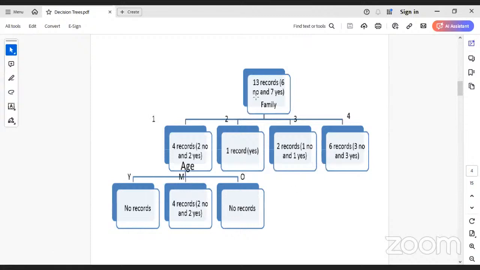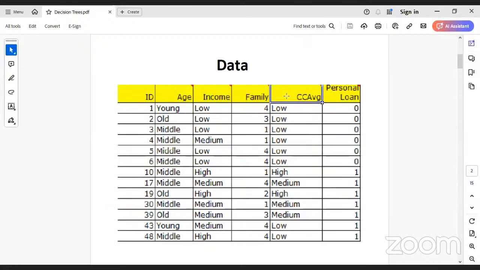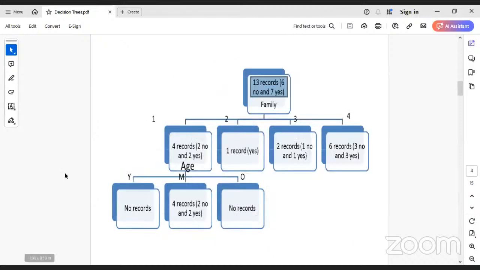Let us imagine that family is chosen as the root node. Family again has 13 records. So when we start with any root node, we have the same number of records, that is 13, out of which 6 are no, 7 are yes. Coming to the family column, we have 1, 2, 3, 4. Okay, we have 4 categories. That is the reason we have jotted down this is the first category, second category, third category, and fourth category.